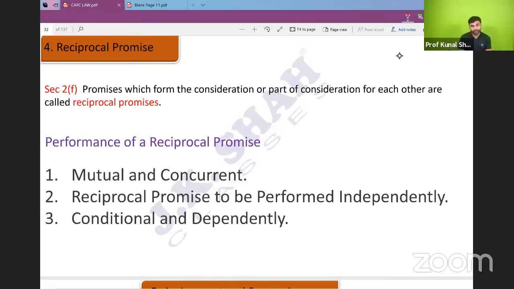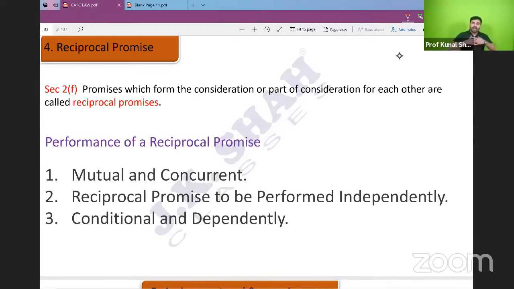In practical life, almost all the times, we enter into a reciprocal promise. For example, when I had a contract with Karthik, there was my promise to sell the car. And in return, Karthik gave me a promise that he is going to pay me 10 lakh rupees. So for my promise to sell the car, I got a promise that I'm going to receive 10 lakh rupees. So reciprocal promise is a promise made against a promise.